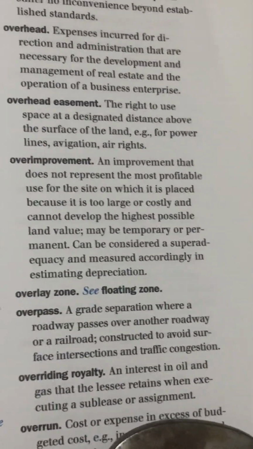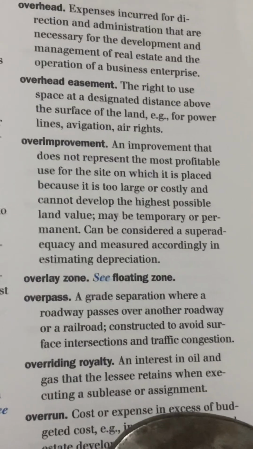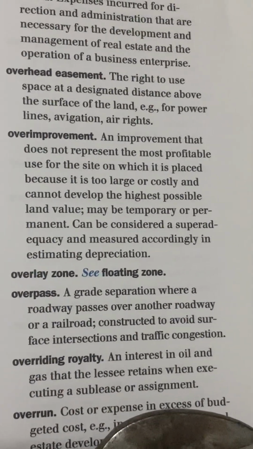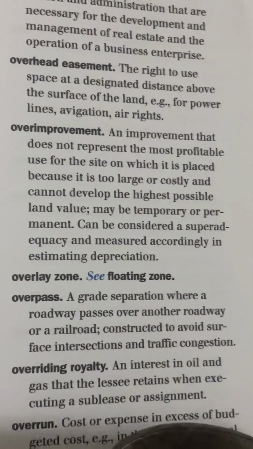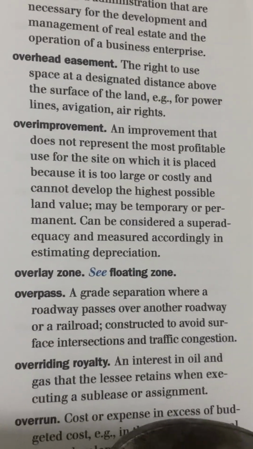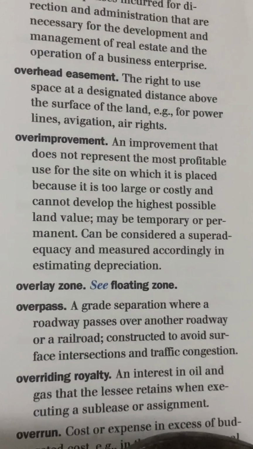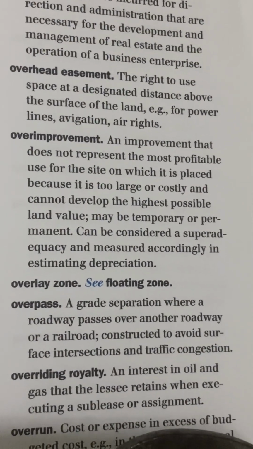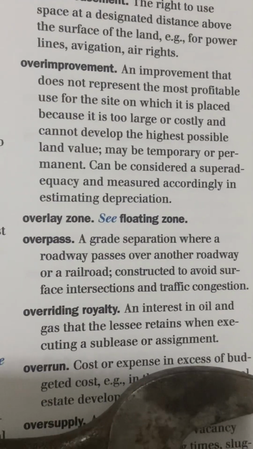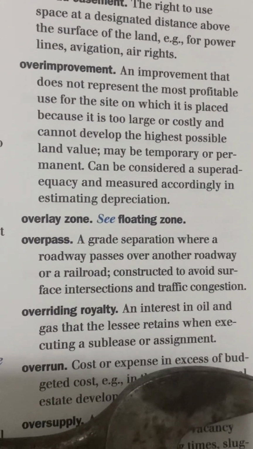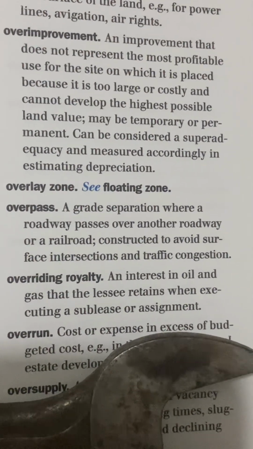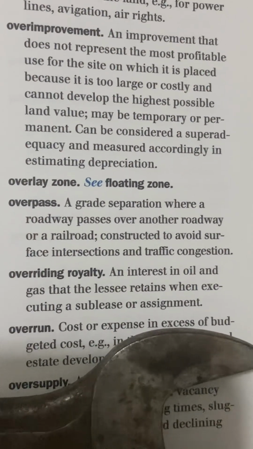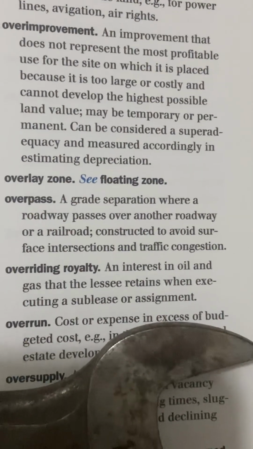Over-improvement. An improvement that does not represent the most profitable use for the site on which it is placed because it is too large or costly and cannot develop the highest possible land value. May be temporary or permanent. Can be considered a superadequacy and measured accordingly in estimating depreciation. Overlay zone. See floating zone. Overpass. A grade separation where a roadway passes over another roadway or a railroad. Constructed to avoid surface intersections and traffic congestion.